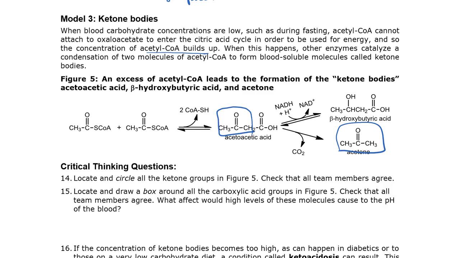So there are only these 2. Remember that a ketone has to have a carbonyl and then it has to have carbons on both sides. So those are the 2 that I've circled. This is a carbonyl, but it has an oxygen on one side. These are carbonyls, but they have a sulfur on one side.